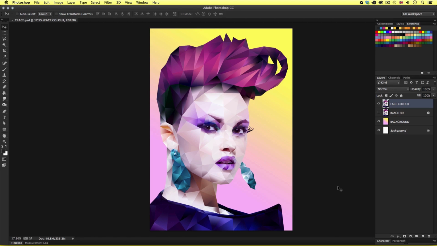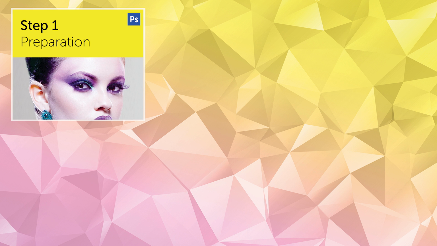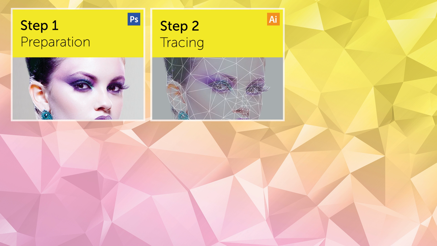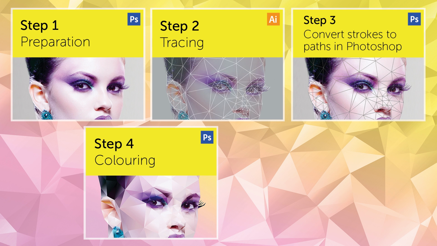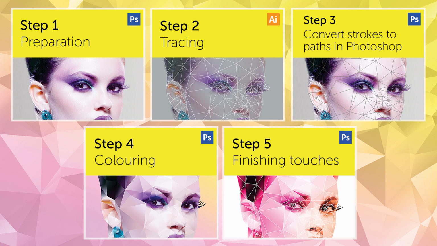Now, in this video, I'm going to demonstrate a technique that works really well for me. And to help you, I'm going to break it all down so you can understand the process and easily create this kind of artwork for yourself. So basically, my technique works in 5 main steps. Step 1, preparation. Step 2, tracing. Step 3, convert strokes to paths in Photoshop. Step 4, colouring. And step 5, finishing touches.